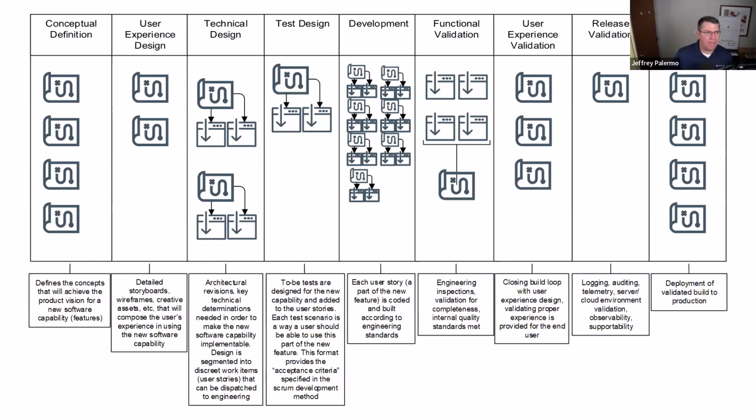So we had a question come in. Where does the QA process happen? The QA process, half of it happens in test design, defining the test cases, defining the test scenarios, and then in functional validation and in user experience validation, we make sure that all of the expected behaviors are in fact there, and the expected user experience design is in fact there.